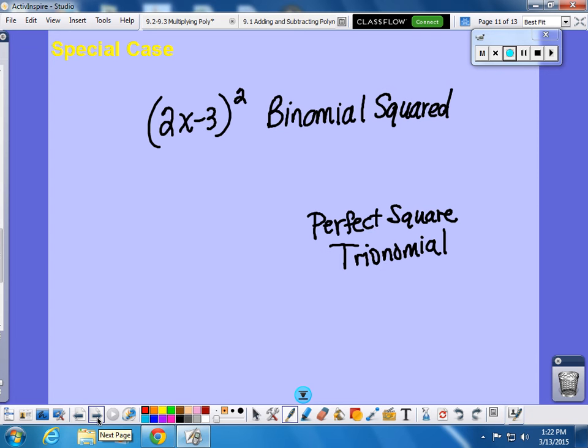All right, another special case we need to write down is this one, the binomial squared.